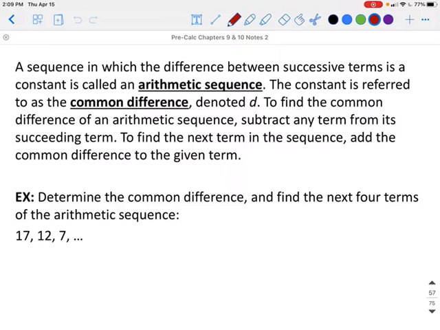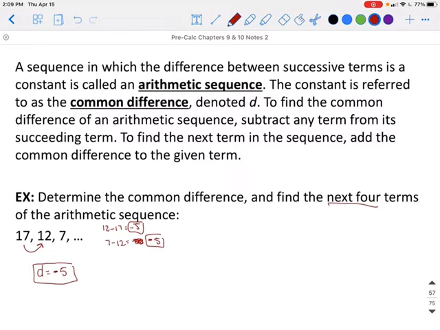So we need to, in this example, determine the common difference and find the next four terms in the arithmetic sequence. So we're seeing what do we have to do to get from 17 to 12. If we do 12 minus 17, we're going to get negative 5. Or if we would have done 7 minus 12, we still get negative 5. Since these values are the same, that means our common difference is negative 5. So that means we have to add negative 5 each time to get to the next term.